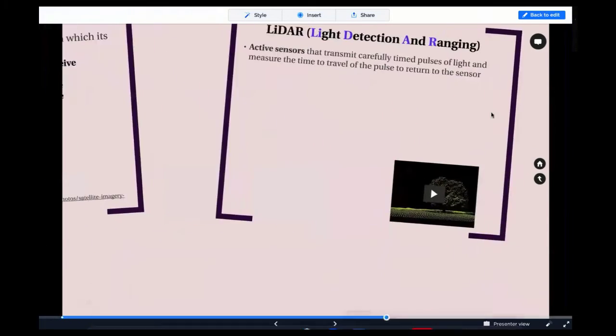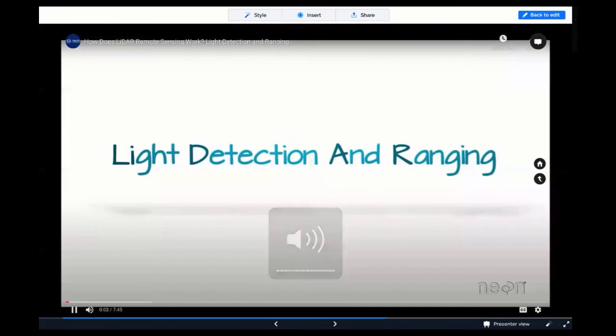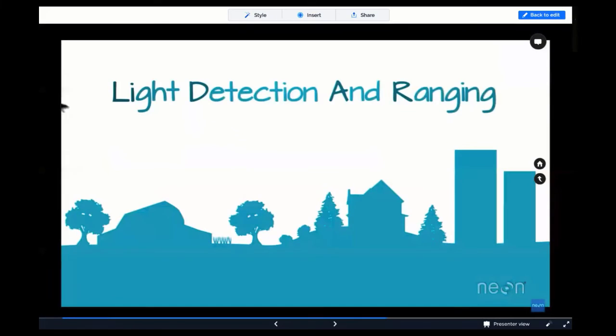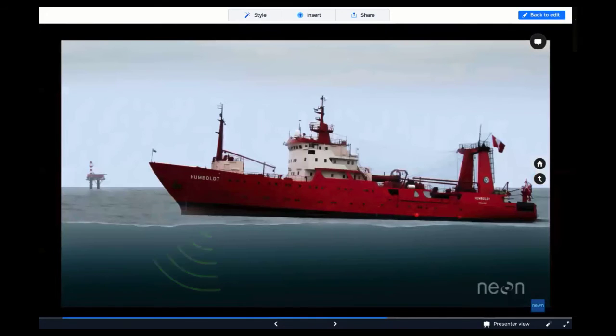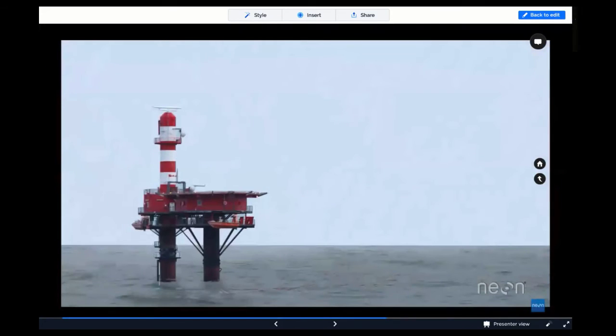So LiDAR, or light detection and ranging, uses lasers to measure the elevation of things like the ground, forests, and even buildings. It's a lot like sonar, which uses sound waves to map things, or radar, which uses radio waves to map things, but a LiDAR system uses light, sent out from a laser.